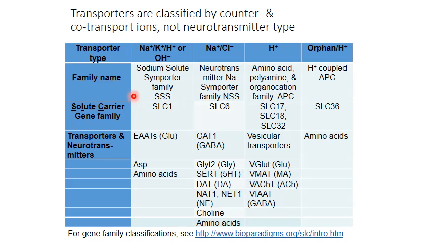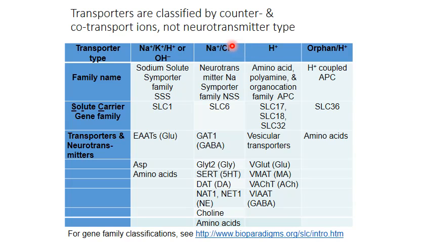In the sodium solute symporter family, we get the glutamate transporters, which are excitatory amino acid transporters, and there's 5 of them. They have numbers 1 through 5. And that's what principally takes care of glutamate. For GABA transporters, GAT1, the transporter, but it's a member of the neurotransmitter sodium symporter family, as are the glycine transporter, the serotonin transporter, the dopamine transporter, and the various versions of the norepi or noradrenaline transporter, and also a choline transporter and some other amino acid transporters.